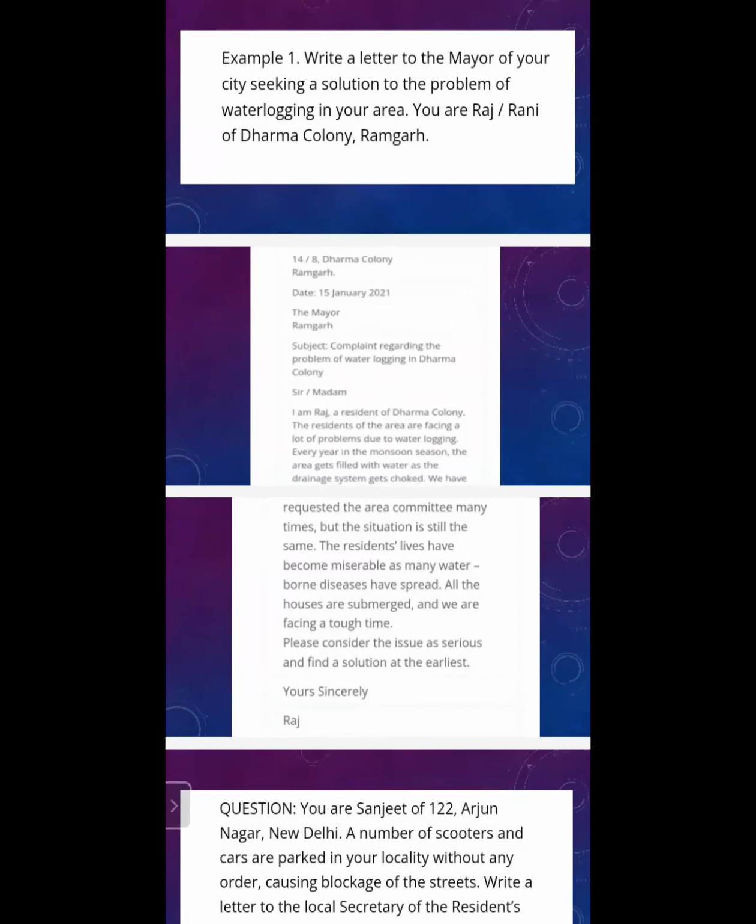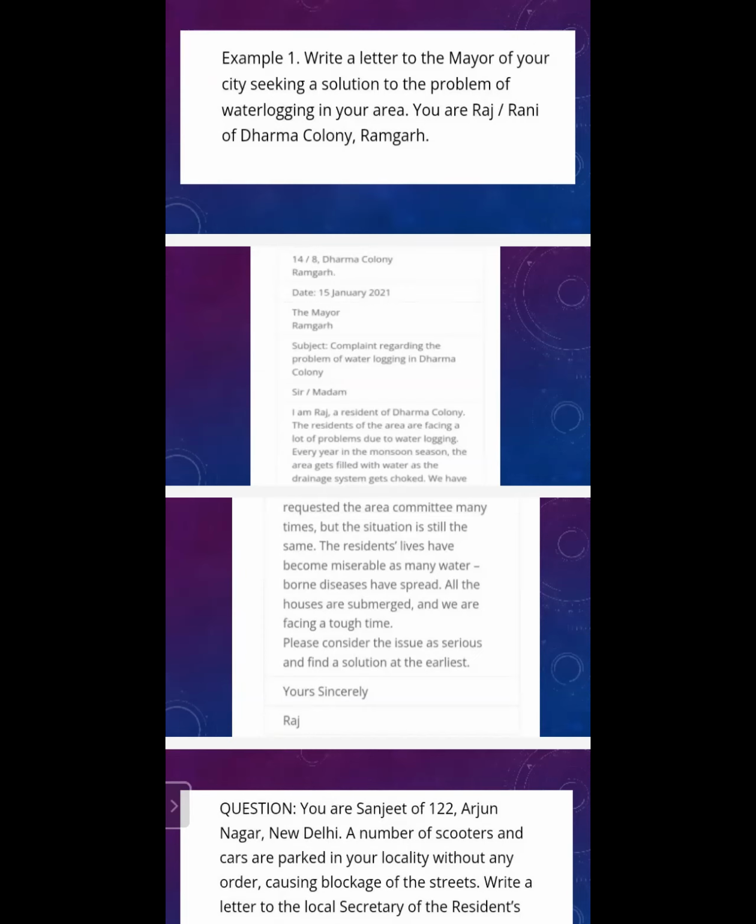salutation: sir or madam. I am Raj, a resident of Dharma Colony. The residents of the area are facing a lot of problems due to waterlogging. Every year in the monsoon season, the area gets filled with water as the drainage system gets choked. We have requested the area committee many times, but the situation is still the same.